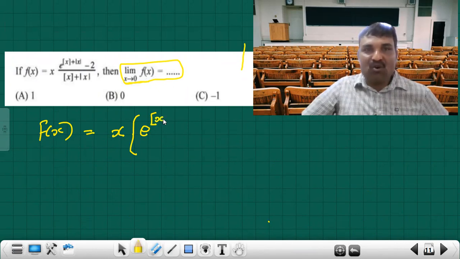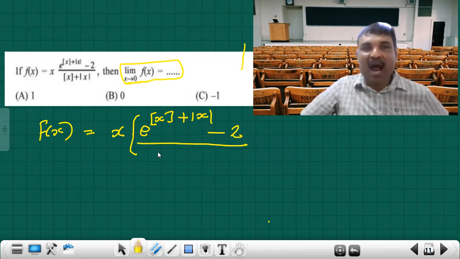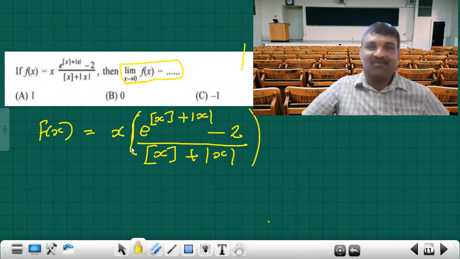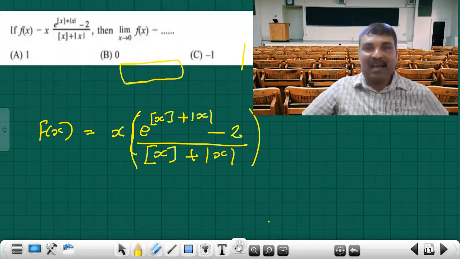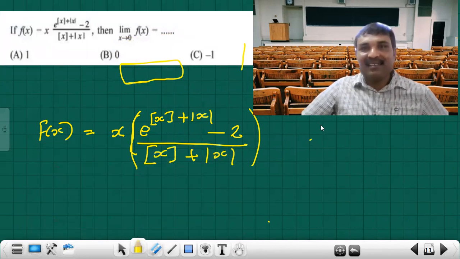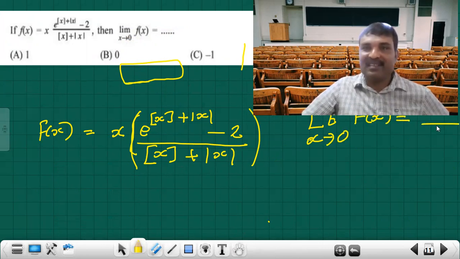greatest integer function of x plus mod x minus 2, all divided by greatest integer function of x plus mod x, right? This is our function. And we want to evaluate the limiting value, right? What's the limiting value? Limit x tending towards 0 of f of x. This is a good question, right? And options are also given.